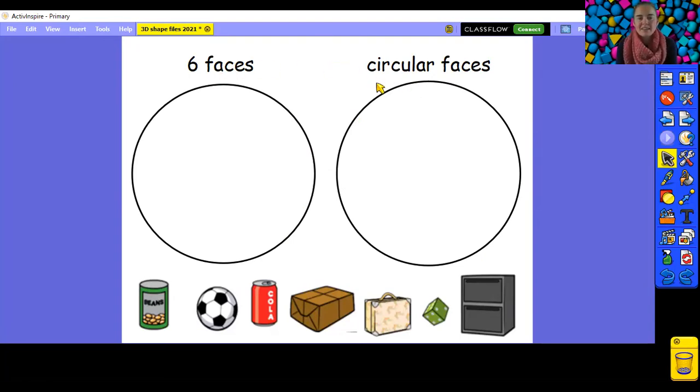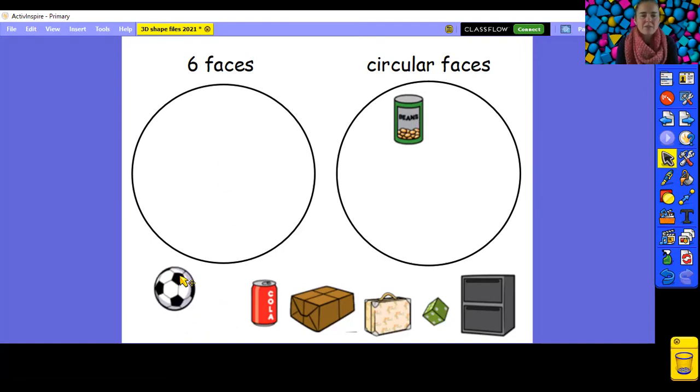So let's see which hoop we need to put the objects into. I've got my tin of baked beans here, which is a cylinder. Does it have 6 faces? No. Does it have circular faces? Yes. I need to put it there. What about my sphere? Does it have 6 faces? No. Does it have circular faces? No, it doesn't have any flat faces. It has a curved surface. So actually my sphere, my football, doesn't go in either of my sorting hoops. So I just need to leave it on the outside.